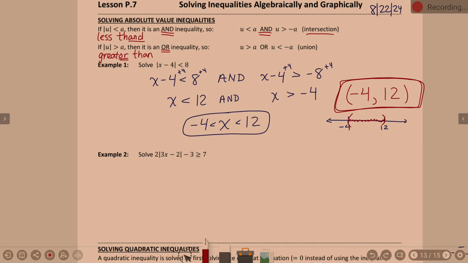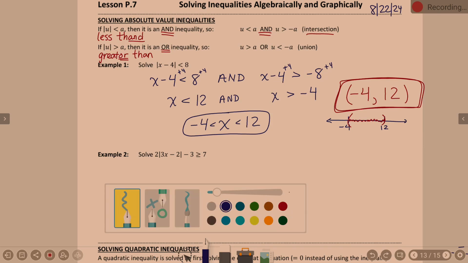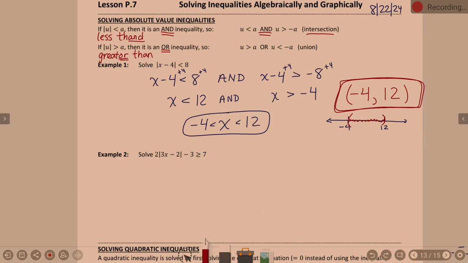Okay, example 2. Got a new inequality to solve. Absolute value again. This is a greater than. So greater than means when we get to that point, we're going to need the word or. What do I have to do to start this problem, though? Distribute. Not distribute. Before we can set up our two inequalities, we need to make sure that our absolute value is isolated by itself.